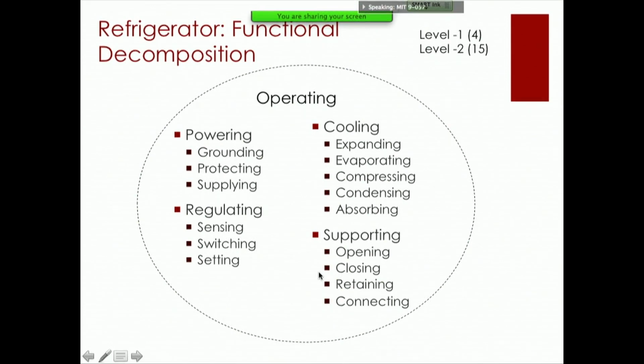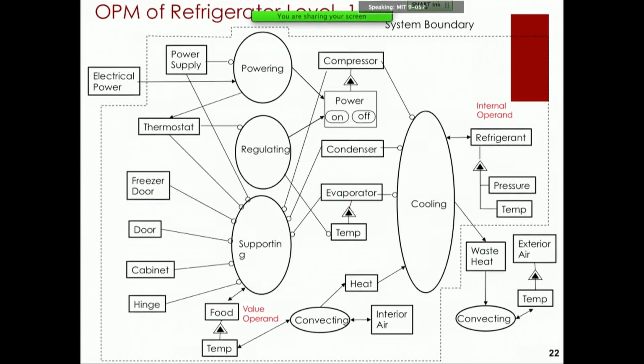And then we have supporting, which is we need to be opening and closing the refrigerator, retaining it, and then connecting all the pieces. So at level -1, we had one process at level 0, which was operating, right? The refrigerator is operating. And then as we zoom into level -1, 4 processes appear: powering, regulating, cooling, and supporting. And then at level -2, we have 15 sub-processes. Okay, so this is a view at level -1, our 4 sub-processes: cooling, powering, regulating, supporting, and then we can zoom in more.